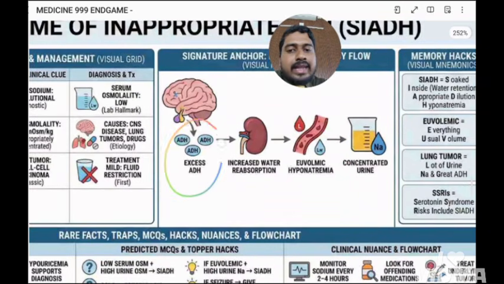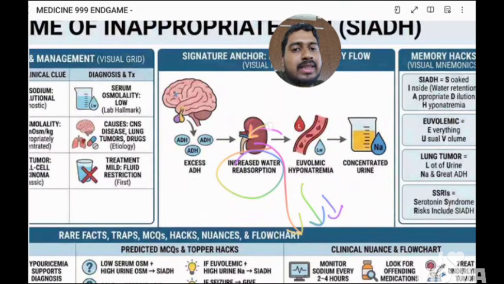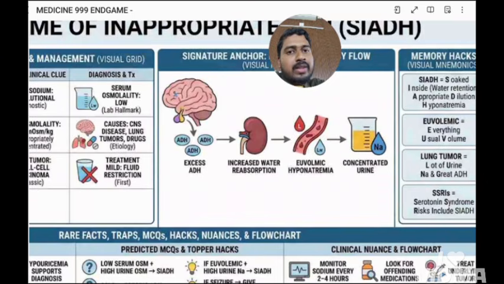So SIADH is a disorder not of sodium metabolism. It is a disorder of water metabolism, which means selectively only water is stopped from excretion. That is, water is reabsorbed. Sodium is not reabsorbed. Sodium will be wasted in the urine, but only water is reabsorbed. As a result, there won't be diuresis of urine, but there will be natriuresis, which means sodium will be lost in urine in increased quantities, but water won't be lost in the urine, water will be reabsorbed back.